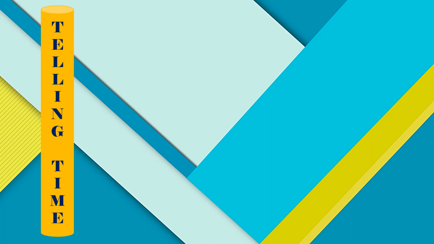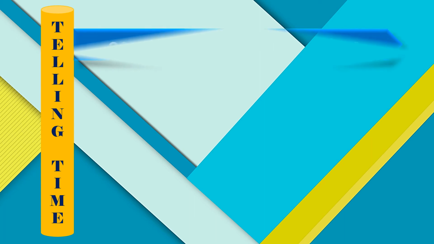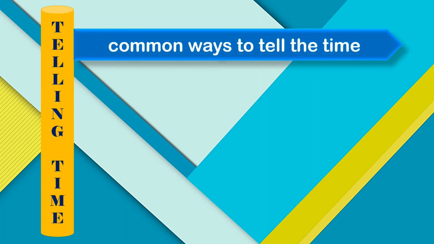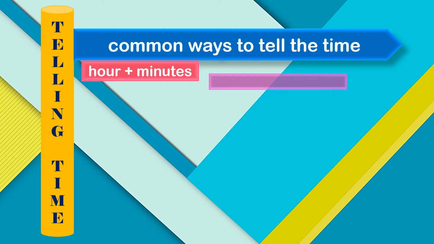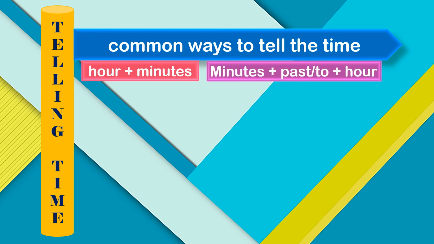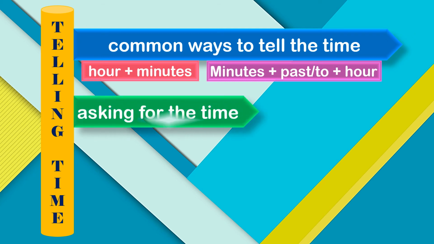Here's the summary of our lesson. There are two common ways to tell the time. First is to say the hour and then the minutes. And the second is to say the minutes plus past or to and then the hour. There are two question forms if we are going to ask for the time right now. We say, "What time is it?" or "What is the time?"